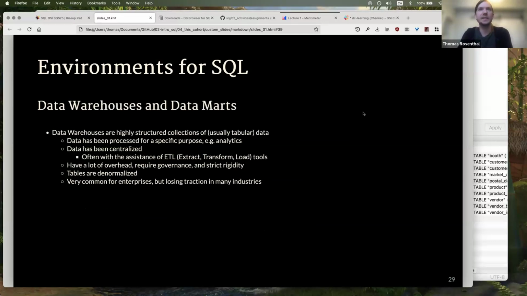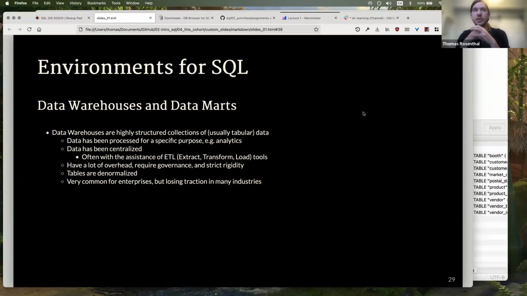Data warehouses and data marts. Data warehouses are highly structured collections of usually tabular data. The data, in the case of a data warehouse, has been processed for a specific purpose. Usually that purpose is analytics. So you can remember the database has that kind of transactional feel to it. A data warehouse will take those transactions and make it so that it can be centralized.